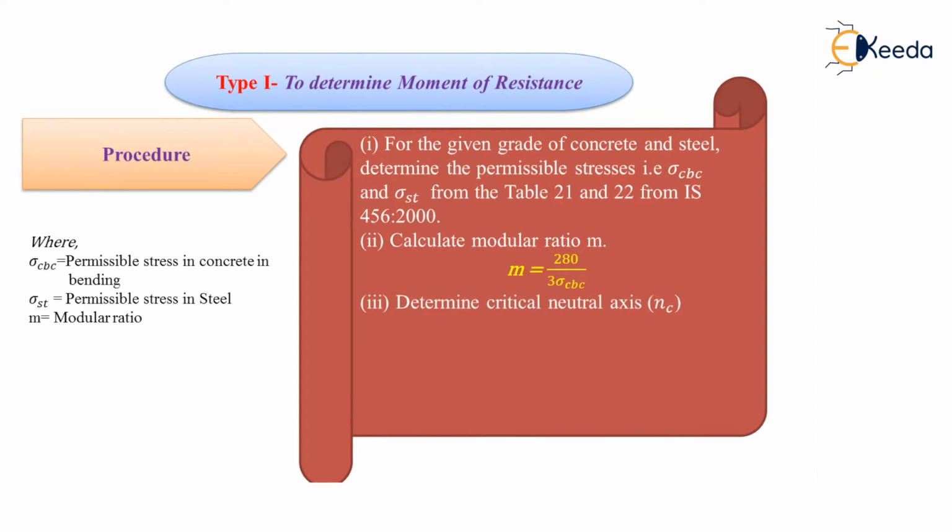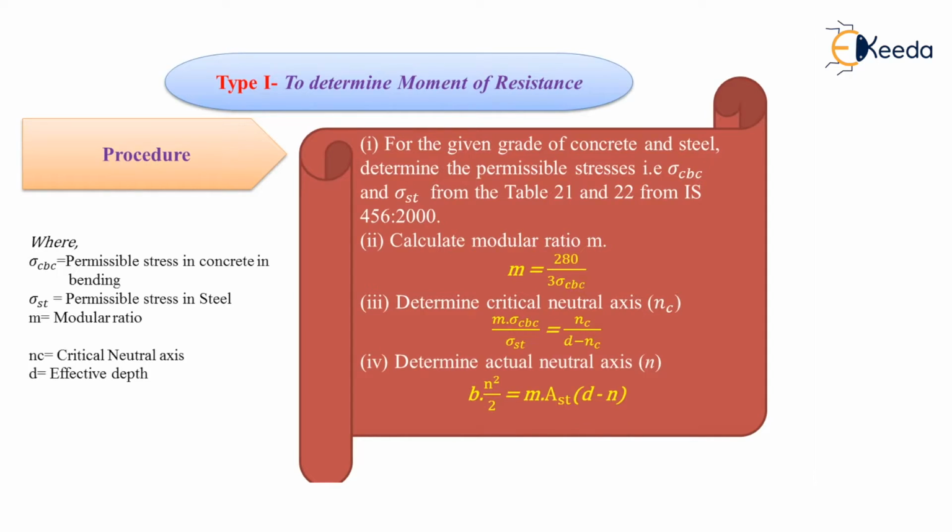Then our third step is to determine the critical neutral axis. We denote the critical neutral axis by the symbol NC, and we have the formula m sigma CBC / sigma ST = NC / (d - NC), where NC is unknown and we have to find the value of NC. Our next step is determining the actual neutral axis. We can calculate the neutral axis n from the formula b n^2 / 2 = m AST (d - n), where n is the neutral axis, b is the effective width of the section, and AST is the area of steel.